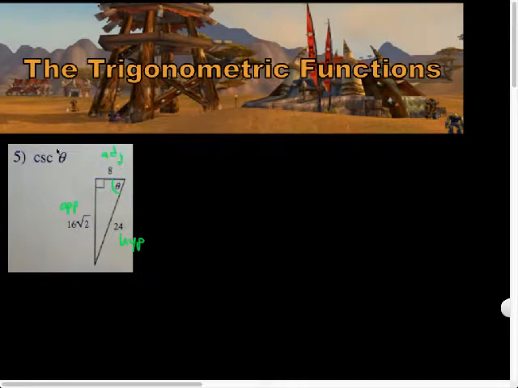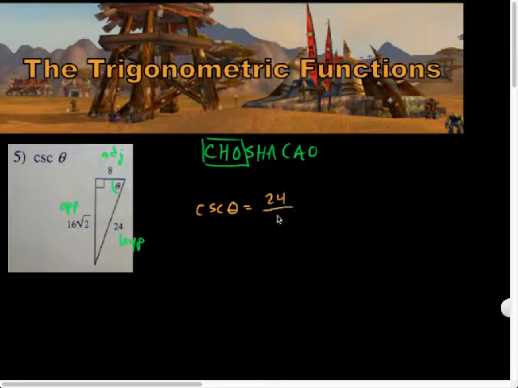Now, if I'm trying to figure out cosecant, you might have memorized the "cho, sha, cow." I don't know, maybe you did. And cosecant is the reciprocal of the sine function. All right, so that's why it's going to be this one right here. So cosecant of theta would equal the hypotenuse over the adjacent. So that's 24 divided by 16 square root of 2.